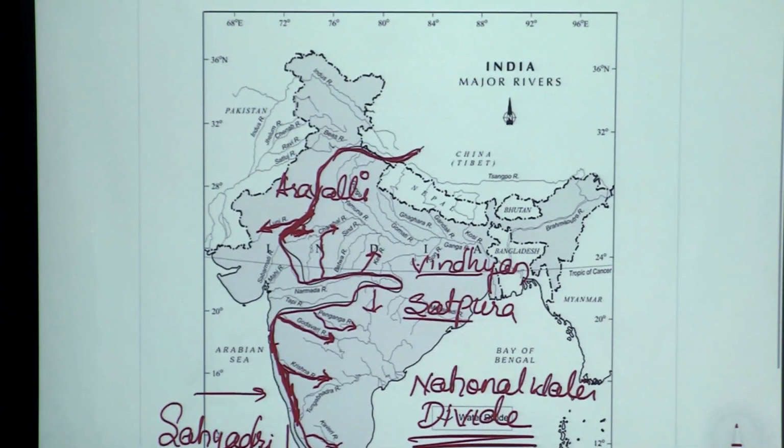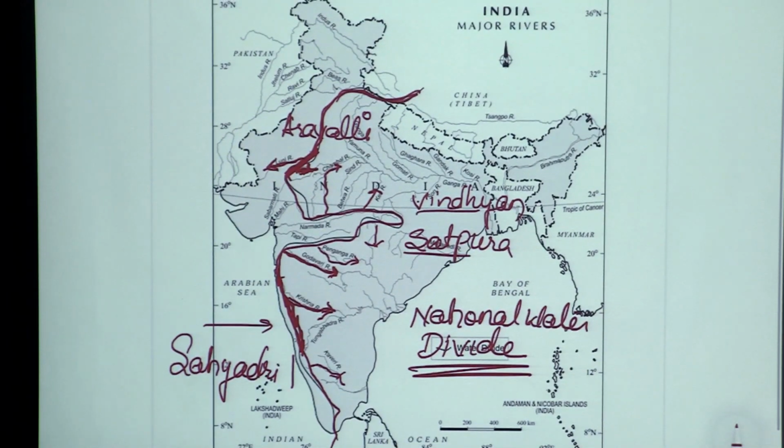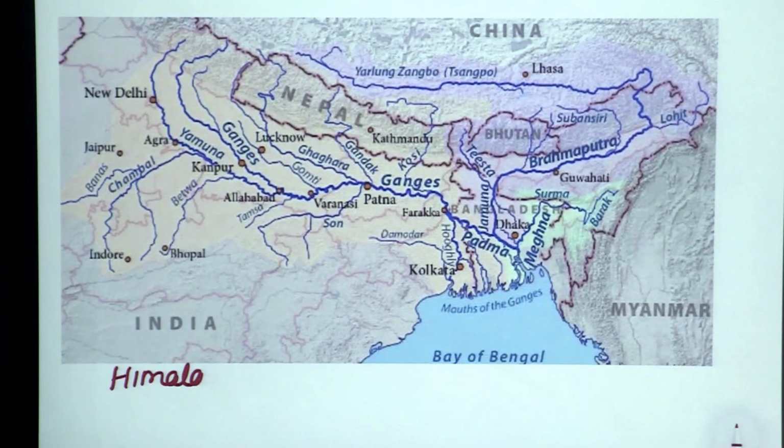National water divide is that line which is comprised of certain important physiographic units, namely Vindhyans, Satpuras, Aravali and Sahyadri, that tends to segregate the flow of major river systems of the country. The Himalayan river system has the biggest river system, called the Gangetic system.